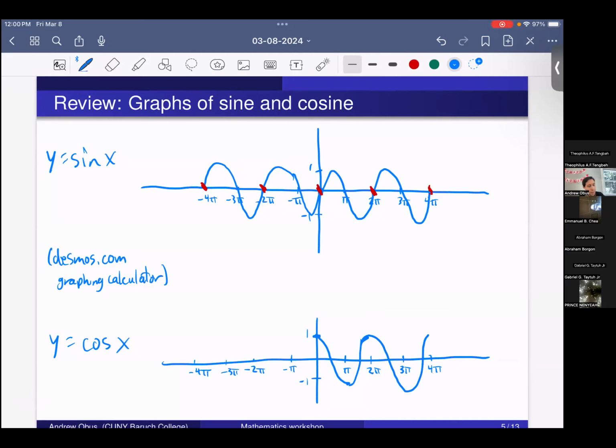And then cosine we saw last time is an even function. So cosine of x is equal to cosine of minus x. So that means we have symmetry over the y-axis, right?